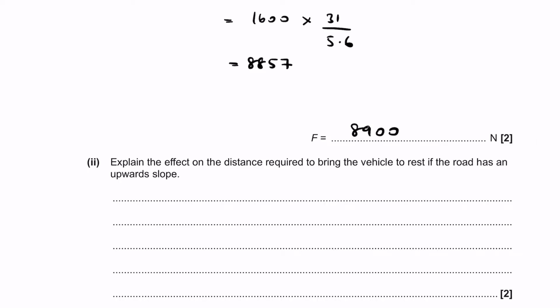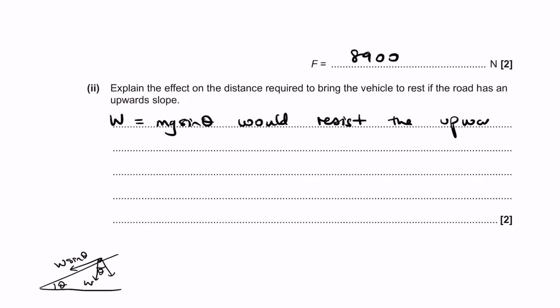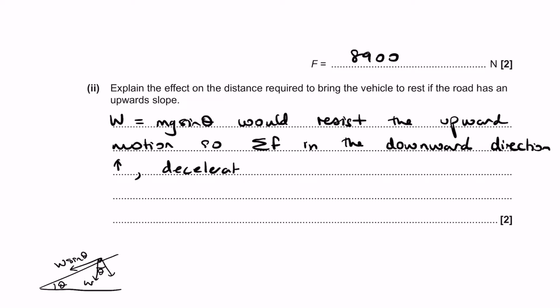Explain the effect on the distance required to bring the vehicle to rest if the road has an upward slope. So if the road has an upward slope, we will have a component of the weight acting downwards with respect to the angular components, as it is theta degrees, let's just say. So W equals mg sine theta would resist the upward motion, so the resultant force in the downward direction would increase, and so it would decelerate much quicker, and hence the distance would be smaller for the same amount of work done.